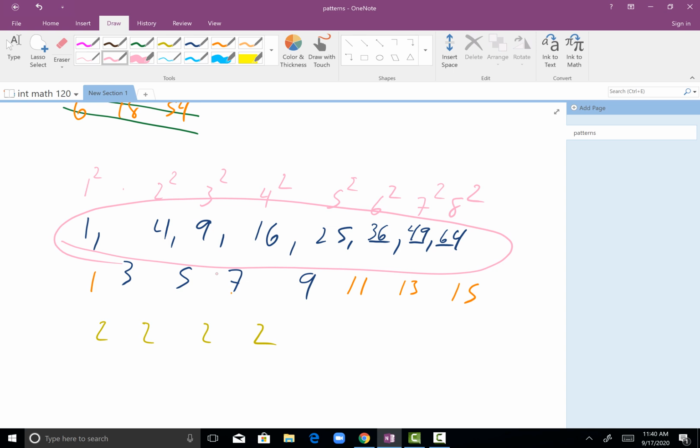So those are some number patterns. Look for those differences to help you. If you can't see anything in the differences, then maybe it's being multiplied by something each time. All right, those are your differences.